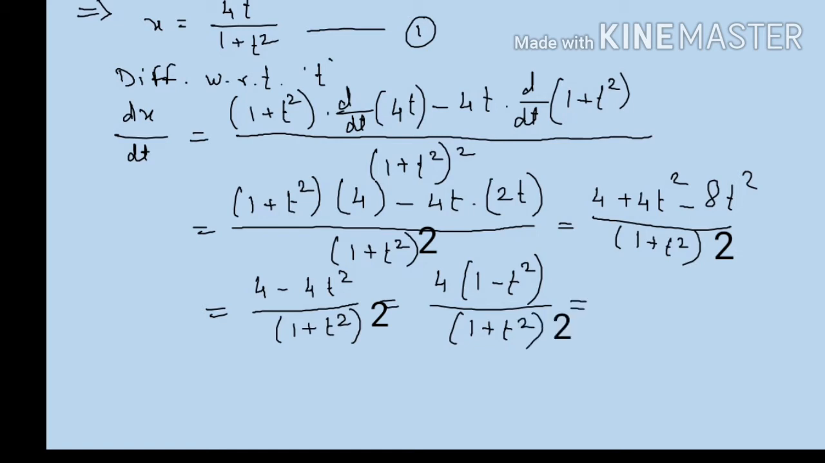Correct? But now see, your y is 3 times of 1 minus t square upon 1 plus t square. So over here we have got 1 minus t square upon 1 plus t square, that will be equal to y upon 3. So this is equal to 4y upon 3. Since y is equal to 3 times of 1 minus t square upon 1 plus t square given.